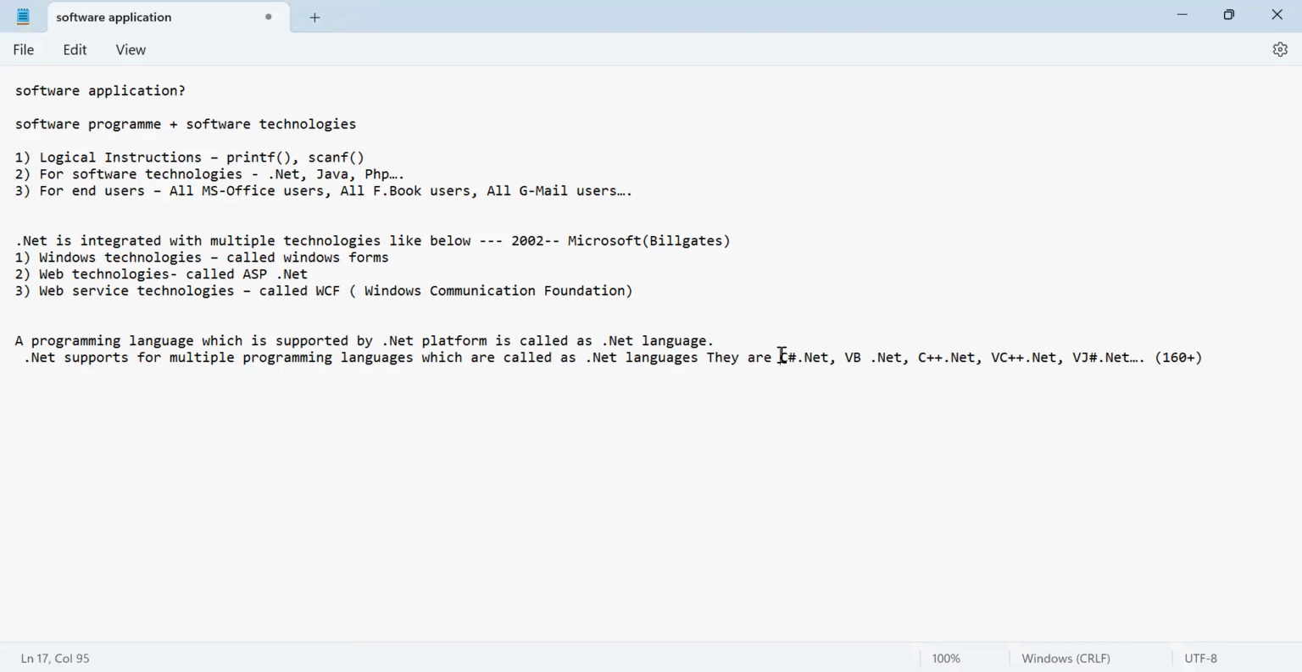So you can write this as programming languages that are supported by .NET. The .NET platform can run using these programming languages. So if someone asks you what programming languages .NET supports, you can say C#.NET is the ultimate one, but we previously had VB.NET, C++.NET, VC++.NET. There are several more which came and were not successful or had some drawbacks.